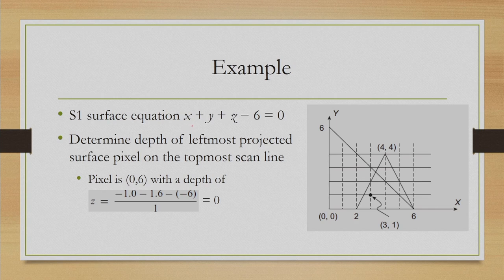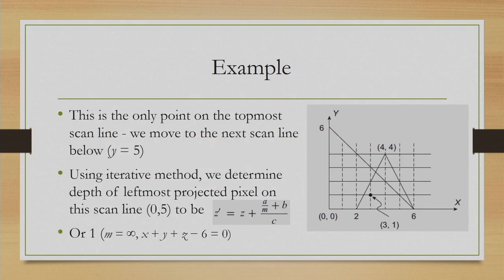From the given vertices, we can determine the S1 surface equation to be x + y + z - 6 = 0. Then we determine the depth of the leftmost projected surface pixel on the topmost scan line, that is pixel (0, 6) here, which is z equal to 0. This is the only point on the topmost scan line, as you can see in the figure. Then we move to the next scan line below, that is y equal to 5.